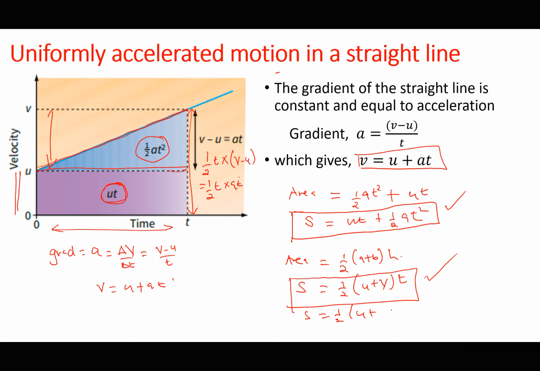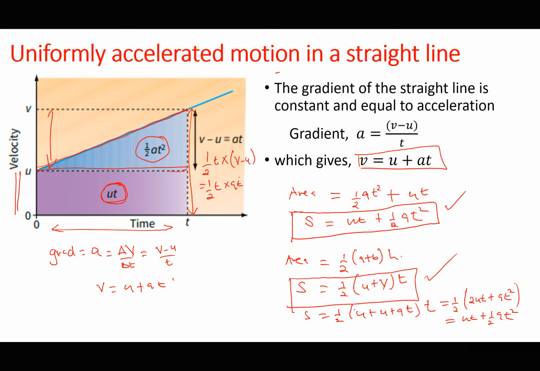Where there is v, I'm putting u plus at. Then I multiply this by t. So this becomes a half into 2u plus at, squared, 2ut. So this is a half into 2ut plus at squared. So this still takes you back to ut plus a half at squared. So it's the same thing.